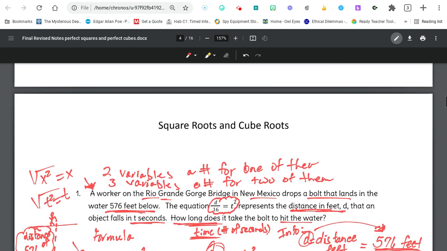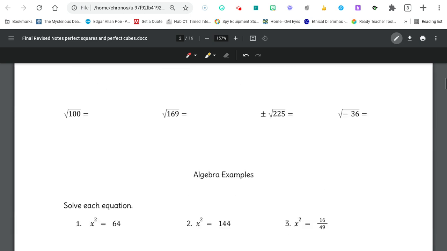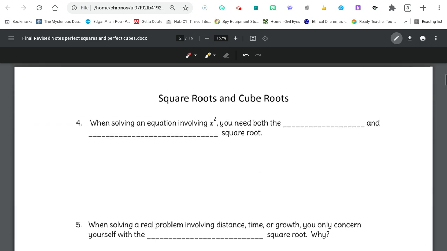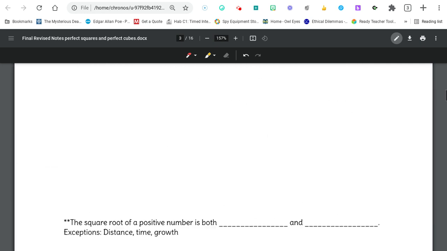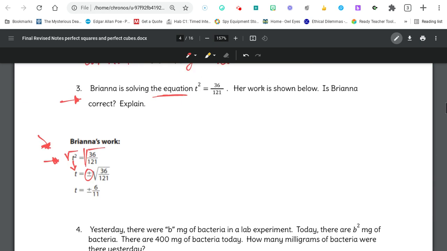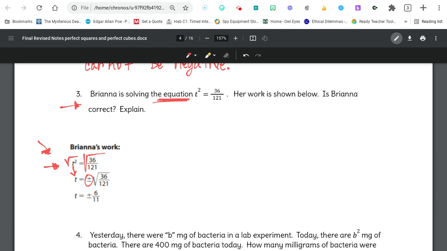And I told you all that. Let's see if I can go back to those notes. Here, when solving an equation involving x squared, it could be t squared or a squared or b squared, doesn't matter. Basically, when solving an equation involving a square, you need both the positive and negative square root. We talked about that the other day. So this is just a basic equation involving a square.